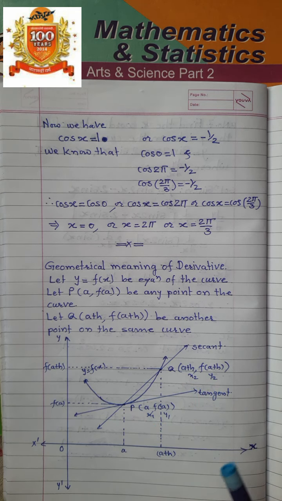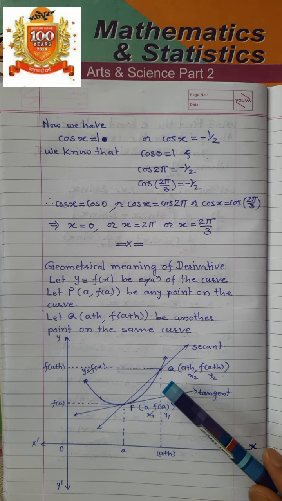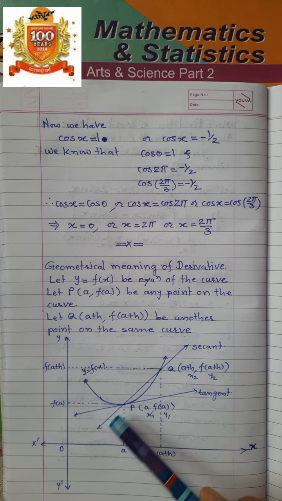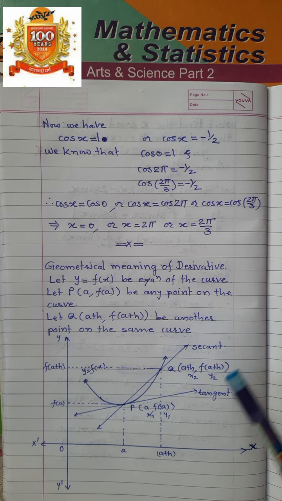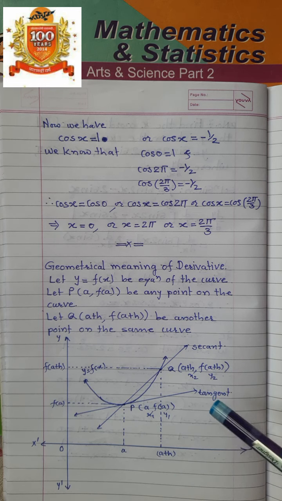Now we know that a line which touches the given curve at a single point is called a tangent, and a line which touches the given curve at 2 points is called a secant. Therefore this PQ becomes a secant and this other line becomes a tangent to the curve. Isn't it? That you know already. You have studied what is meant by secant and what is meant by tangent in 10th standard as well as in 11th standard also.